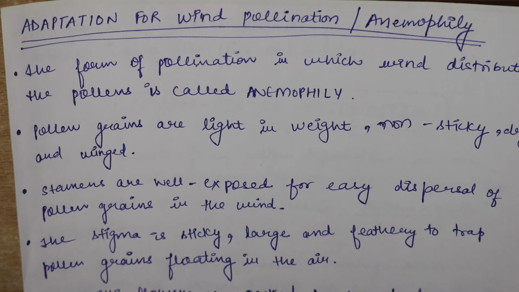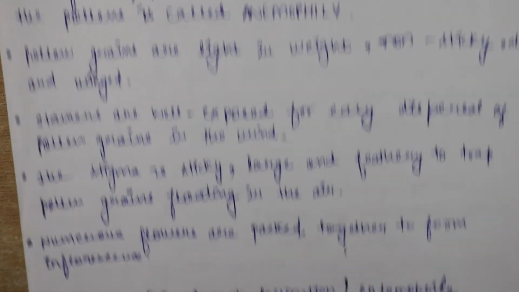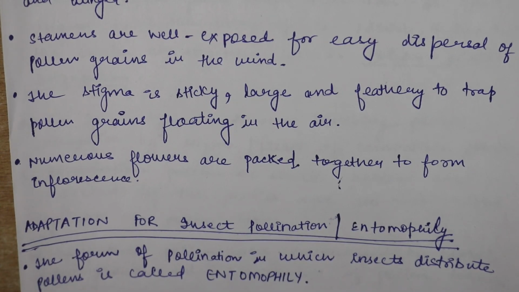Then stamens are well exposed for easy dispersal of pollen grains in the wind. The stigma is sticky, but the pollen grains are not sticky. That's why the pollen grains stick to it. The stigma is sticky, large, feathery to trap pollen grains floating in the air. The next one is numerous flowers are packed together to form inflorescence.